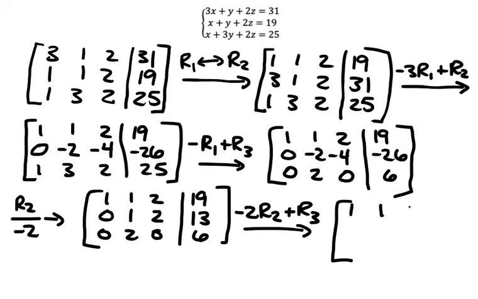So my first row isn't changing. And my second row isn't changing. But in the third row, I'm going to have -2 times 0 is 0 plus 0 is 0. -2 times 1 is -2 plus 2 is 0. -2 times 2 is -4 plus 0 is -4. And -2 times 13 is -26 plus 6, that's -20.